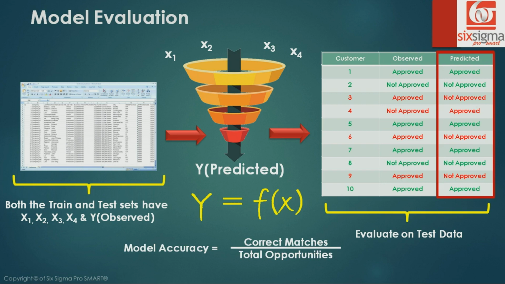So now if we want to comment on the accuracy of the model, it is very simple. It is the total correct matches divided by the total opportunities. How many times in this example? Let's say there are 6 matches and there were a total of 10 opportunities. So we'll say that the model is 60% accurate. You'll present this outcome to your client. If the client finds it good to go, you will go ahead with the deployment.